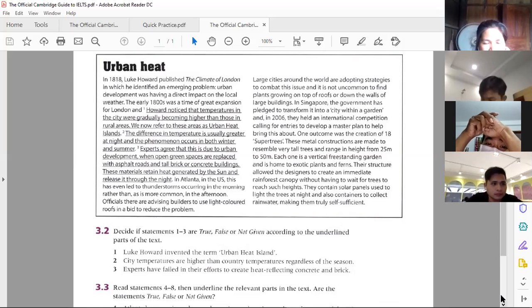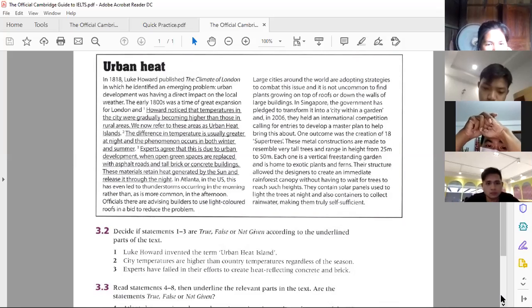Yes. Okay. So first thing first, what do you think the passage talks about? Look at the heading or the title of the text. Urban heat. So what do you think urban heat means? Heating in the city. Yes, heating in the city. All right, very good. So probably the whole passage talks about heating in the city.